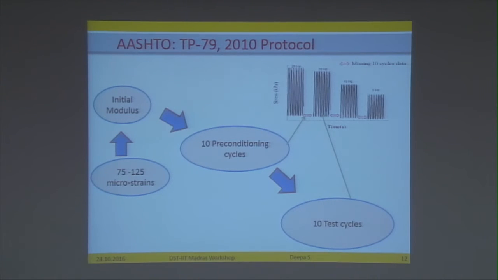So, at the start of the test we input a seed modulus, or an initial modulus, into the equipment software, and the software computes the load required to maintain the strain within the 75 to 125 microstrain range, and it applies 5 conditioning cycles. Then the next 5 conditioning cycles are applied if you want to readjust the load levels, followed by 10 test cycles. From the equipment software we get the data only for the test cycles. The conditioning cycle data is generally not available from the equipment software. Then, using the procedure mentioned in the AASHTO protocol, we calculate the dynamic modulus using regression procedures.